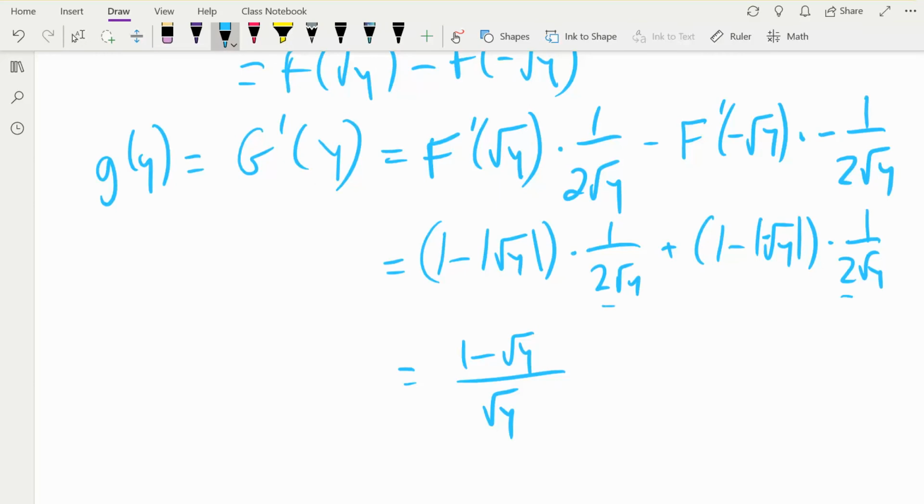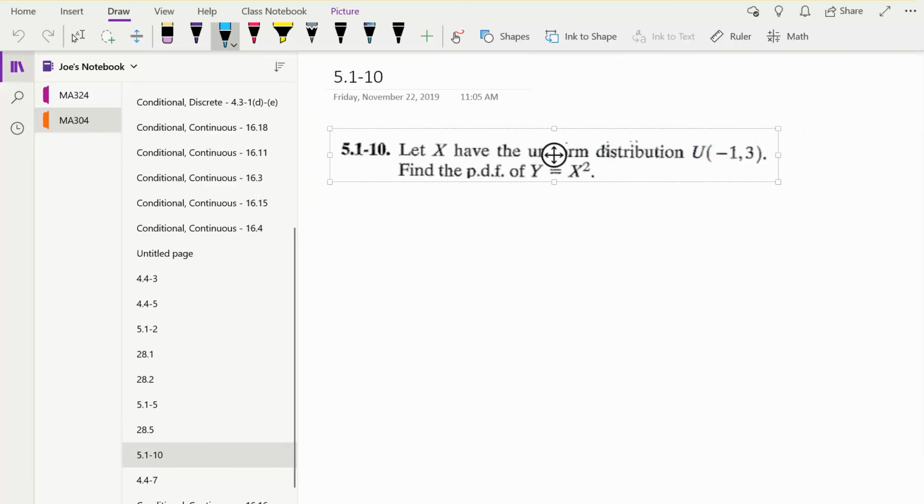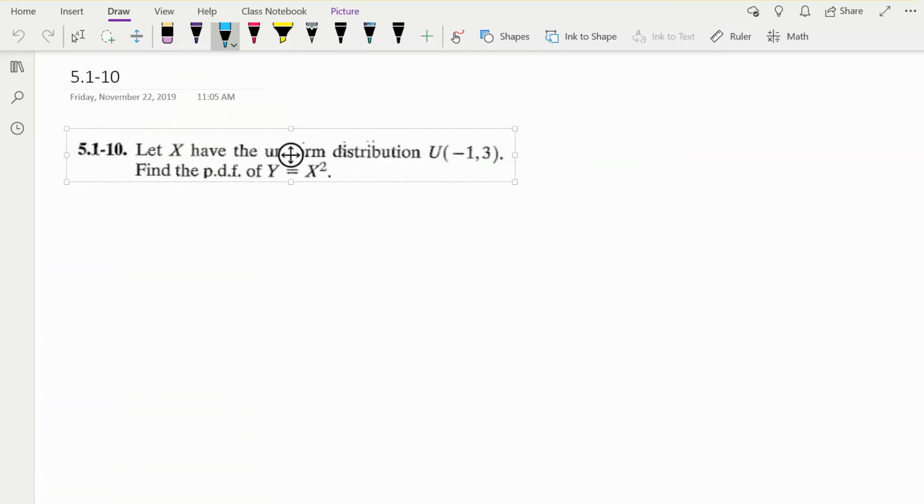I'm adding them together. It's basically taking a half plus a half. Because if I think of the 1 minus root y over root y as x, I've just got a half x plus a half x. So the 2 just goes away. That one okay? All right. Let's see how this differs a little bit from this problem.